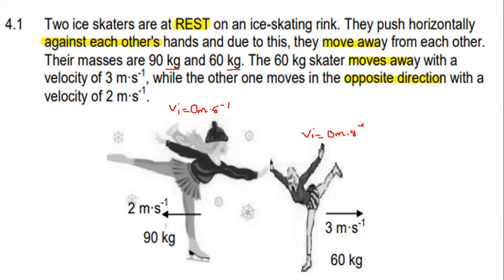Then the 60 kilogram skater moves away. So he moves away with a velocity of 3 meters per second. And then the other one, the 90 kilogram skater, moves in the opposite direction with a velocity of 2 meters per second.